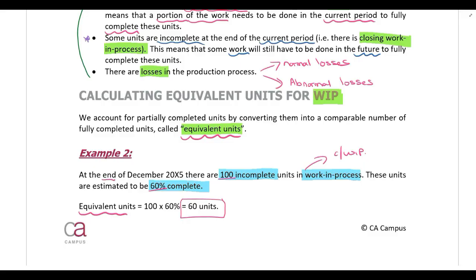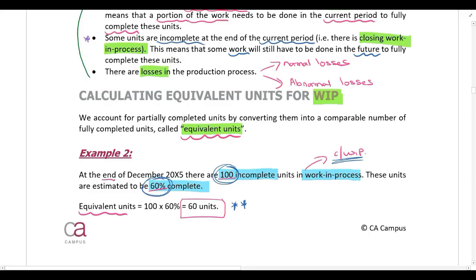Now, please note, it's very important to understand over here. I'm not telling you that we have 60 units sitting in closing work in process. We do not have 60 units sitting in closing work in process. We have 100 units sitting there that are 60% complete. But it's not possible to do our calculation with 100 units that are 60% complete. We can't work with that.